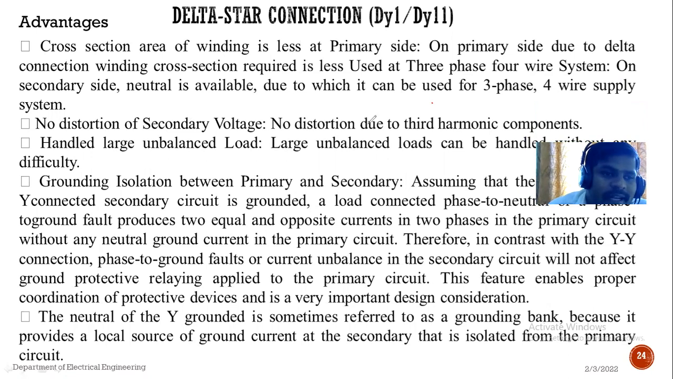Now the next advantage is that there is no distortion of the secondary voltage. Okay, see, there is a neutral connection on the secondary side, and due to that neutral connection, the third harmonic component will not be present, or is directly grounded. So there is no distortion in the supply voltage. So this is one of the advantages.